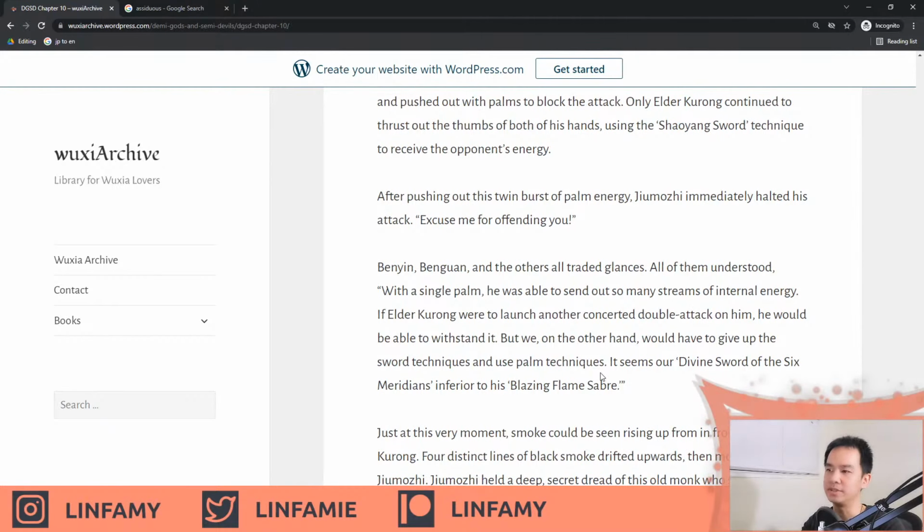After pushing out his twin burst of palm energy, Jiumozi immediately halted his attack. Excuse me for offending you. Bunyin, Bunguan, and the others all traded glances. All of them understood. With a single palm, he was able to send out so many streams of internal energy. If Elder Kurong were to launch another concerted double attack on him, he would be able to withstand it. But we, on the other hand, would have to give up the sword techniques and use palm techniques. It seems our divine sword of the 6 meridians is inferior to his blazing flame saber.